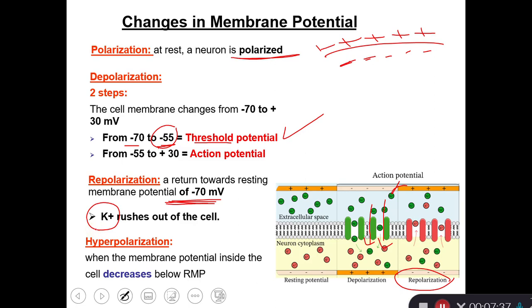potassium exits the cell. Potassium is positively charged. When it goes out of the cell, the inner side of the cell goes down to the negative side until it reaches the resting potential, which is minus 70 millivolt. Then what is hyperpolarization? Hyperpolarization is when the membrane goes more negative than the resting state of minus 70 millivolt.